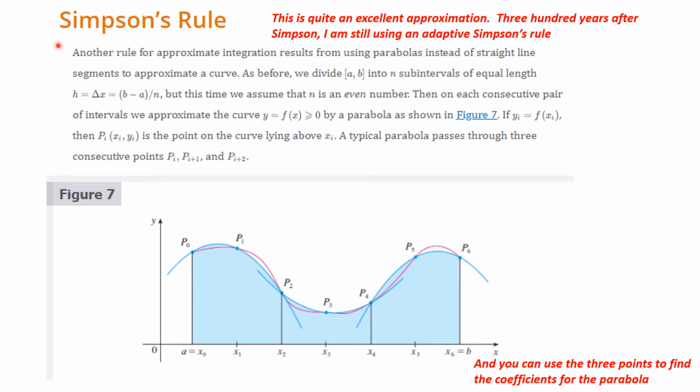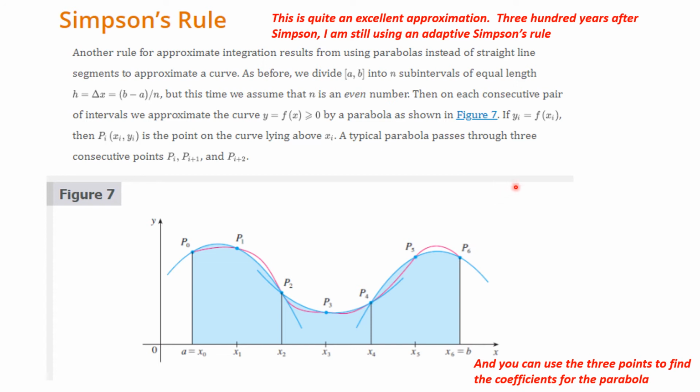Now we're going to start talking about Simpson's rule, and Simpson's rule is even more powerful. And I will, at the outset, say this is quite an excellent approximation. 300 years after Simpson, I am still using an adaptive Simpson's rule when I do my math. So we're going to talk about this, but this is a different approach. So instead of using straight lines or trapezoids, we're going to approximate by using parabolas instead of straight line segments.